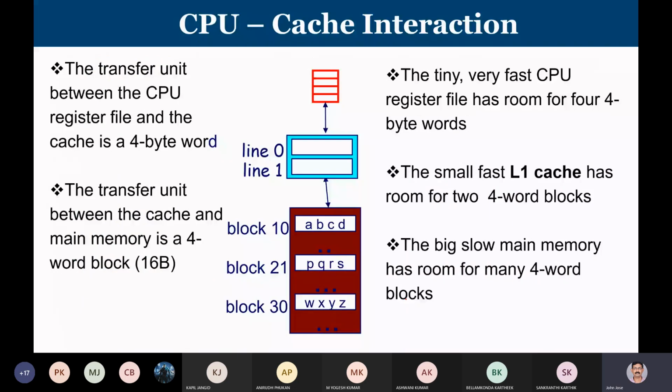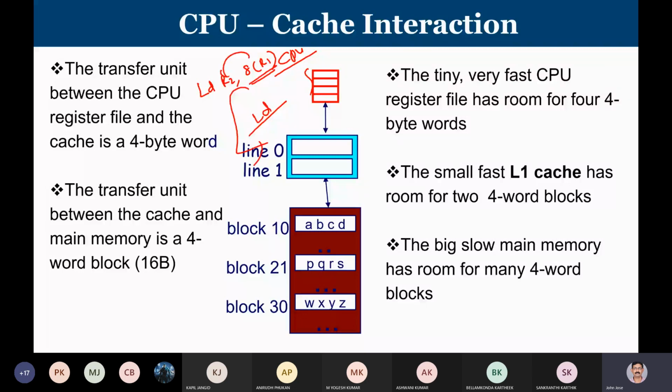So CPU cache interaction: the transfer unit between the CPU register file and the cache. Let's say this is CPU registers. It has few registers. So I am transferring from the cache memory into the registers during a load operation. When you tell a load operation, load of R2, 8 of R1, this 8 of R1 will give an address. That address may be present in the cache. From there, I am loading into registers.